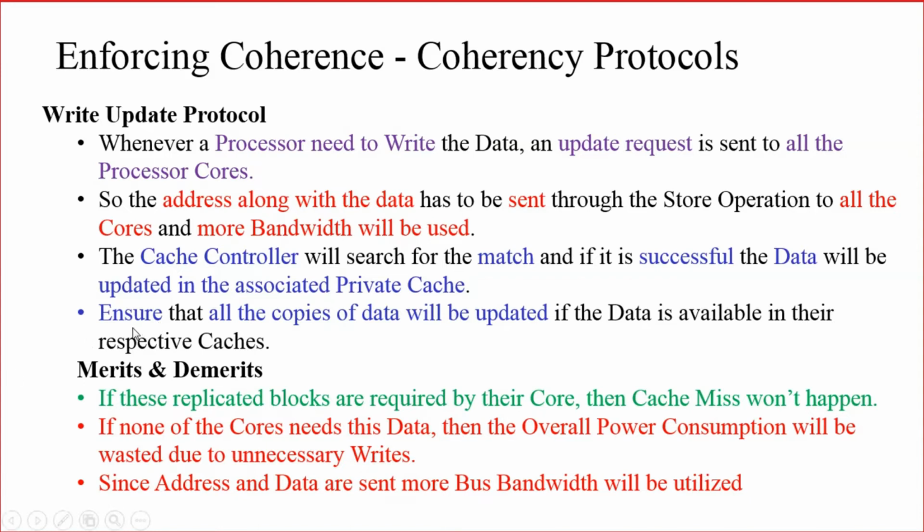Right? So what is the advantage? It will ensure that all the copies of data will be updated if the data is available in their respective caches. If the data is not available, it won't be updated. So it ensures that all the copies of the same data present in the same address location of all the processors will get updated. So what are the merits and demerits of write update protocol?